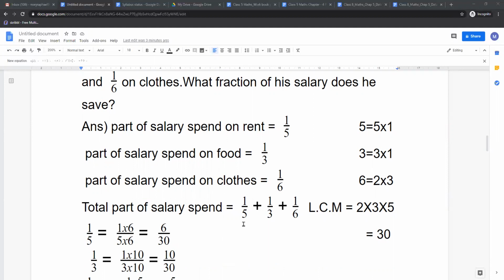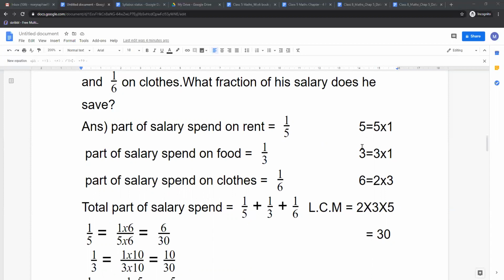See, if you see here, these three fractions are having different denominators, 5, 3 and 6. So we have to make the denominator same, or we have to find the equivalent fraction with the same denominator for all these three fractions. Then only we can add the fractions. So how will you make the denominator same? By finding LCM. So I have shown the LCM in short here.